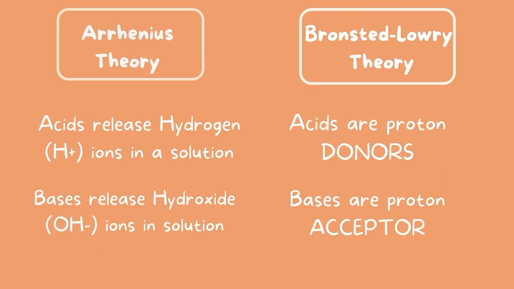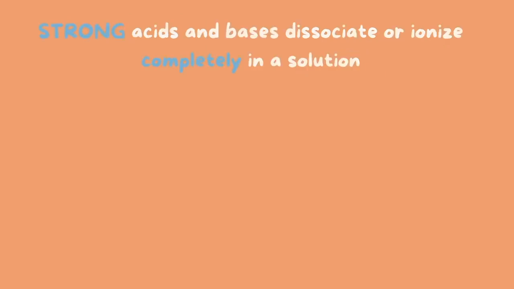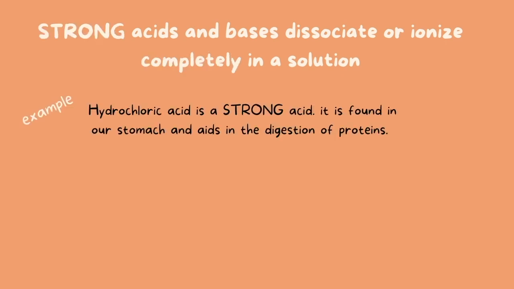So here is a quick summary of the two theories that we just went over, and we looked at one example of each of these. Let's go ahead and move on. Strong acids and bases dissociate or ionize completely in a solution. For example, hydrochloric acid is a strong acid. It is found in our stomach and aids in digestion of proteins.